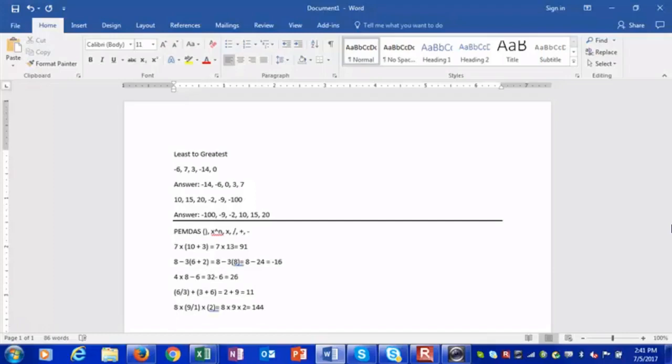All right. 19 minus (10 divided by 2). 10 divided by 2 is, of course, inside of a parenthesis, so we do that first. 10 divided by 2 is 5, so 19 minus 5 is 14.